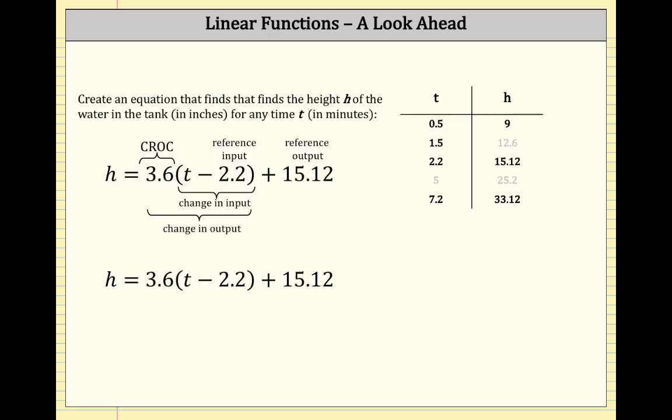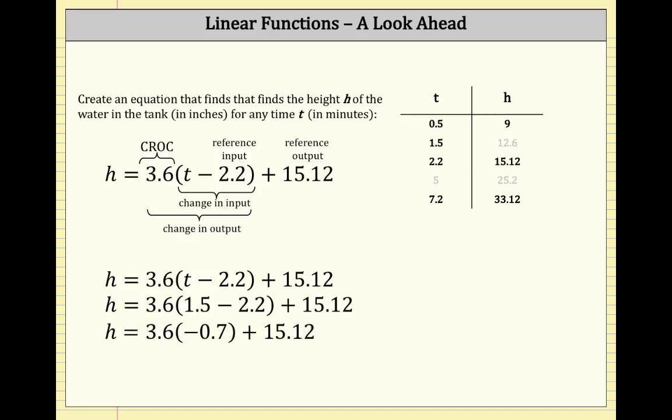H is equal to 3.6 times (t minus 2.2) plus 15.12. Let's put in 1.5 in the place of t, and we're going to do the calculation. So we're going to first do 1.5 minus 2.2. And so now we are going to do next, because multiplication is next, 3.6 times negative 0.17. That's going to calculate the change in output.